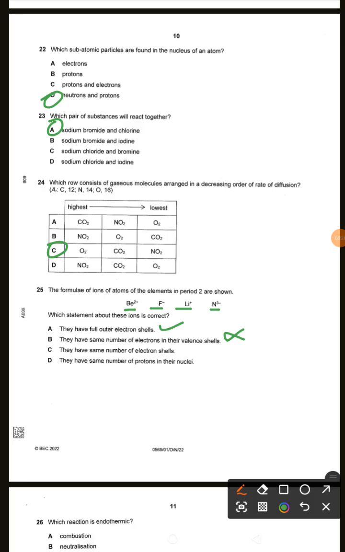But now remember, depending on their group number, they are going to have to either gain an extra shell or lose an extra shell. Metals would lose electrons in the last orbital, so that means they will have one less, or two or three less shells. And for these, they gain electrons maintaining that outer shell. So this one is out as well. They have same number of protons in their nucleus? No, they do not. So our answer is going to be A.